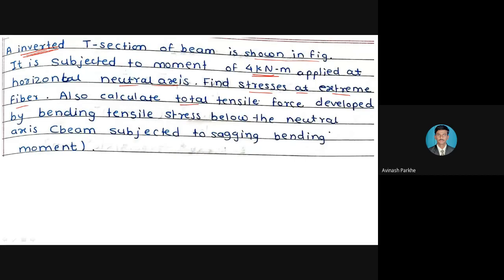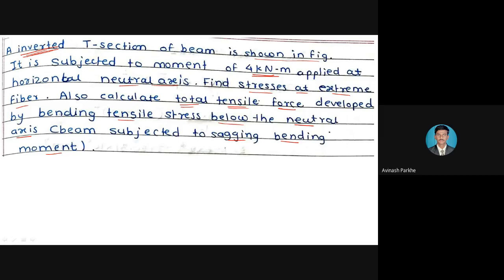Also calculate total tensile force. If I am calculating the tensile stresses and compressive stresses due to bending, then by using that tensile stress I have to calculate the total tensile force from the tensile region. Total tensile force developed by bending tensile stress below the neutral axis, as it is given here. Below that neutral axis, they say the tensile region is present. In bracket, beam is subjected to sagging bending moment.